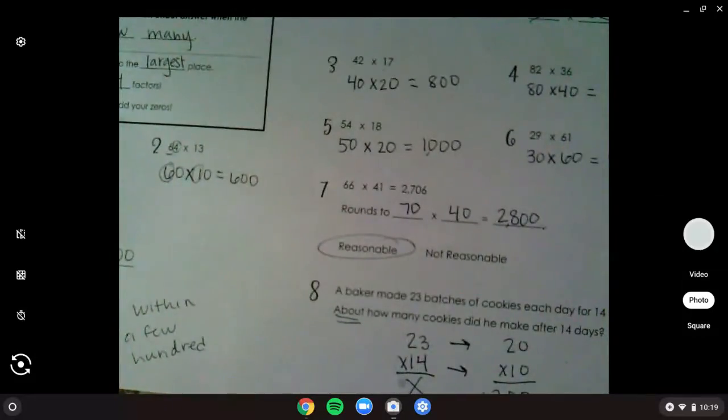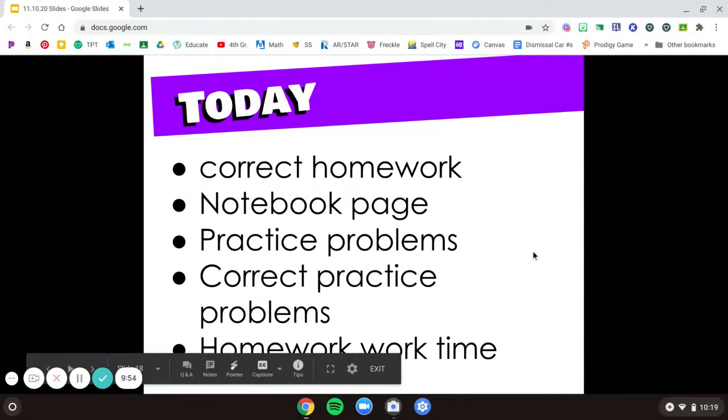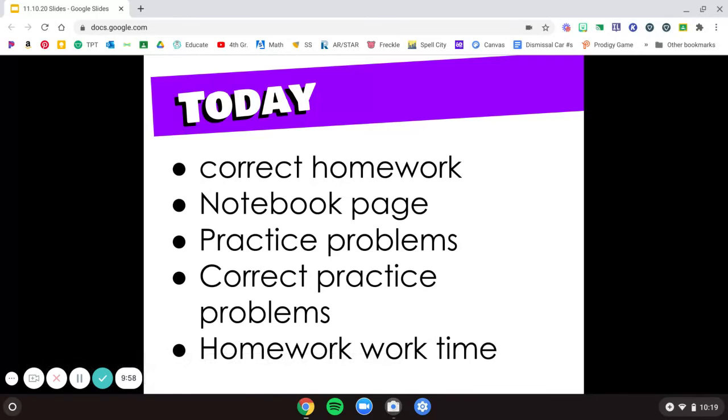So today's is really similar to yesterday's. Remember to round your numbers to the biggest spot. Remember to round both factors so we can use that trick of adding the zeros at the end.